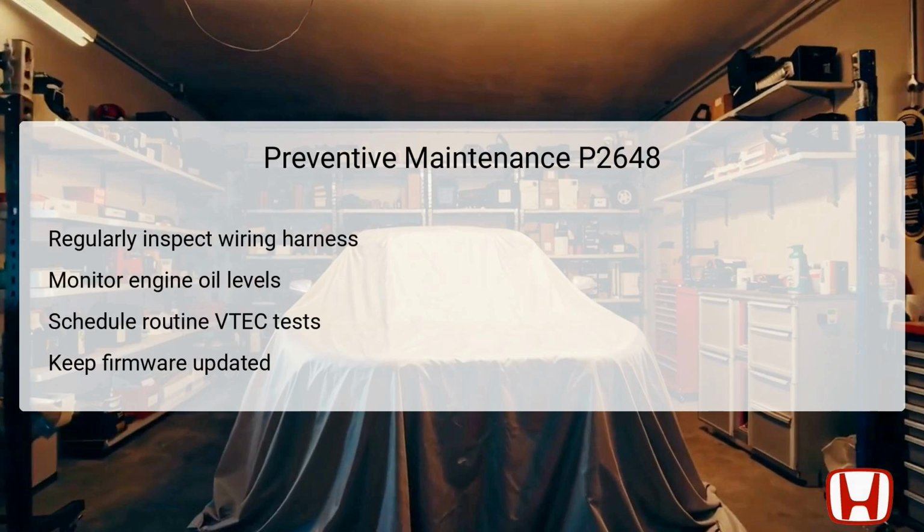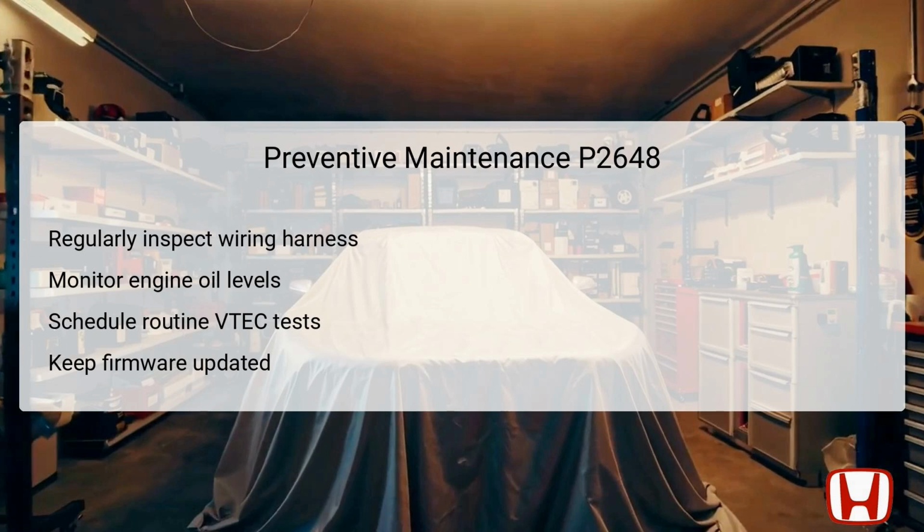To prevent issues resembling DTC P2648, adherence to a preventive maintenance schedule is essential. This includes regularly inspecting the wiring harness for signs of wear, corrosion, or disconnection that could compromise the solenoid's operation. Monitoring engine oil levels is equally vital, as adequate oil supply is crucial for the proper functioning of the rocker arm oil control solenoid and overall engine health.